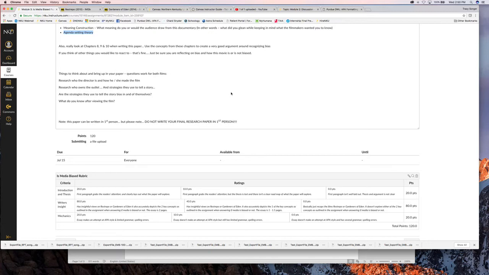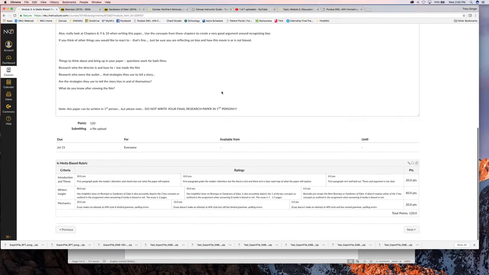You could write this in first person because it's a reaction. That's totally fine. But again, I don't like research papers at the end to be in first person. That's never any good for anyone. The rubric is here, so you have an introduction and a thesis. So in other words, your introduction grabs the reader, think back to high school English, and then there's a thesis and what they will explore. So in other words, a roadmap.